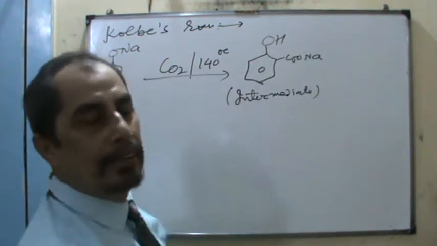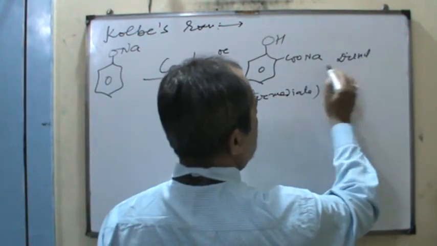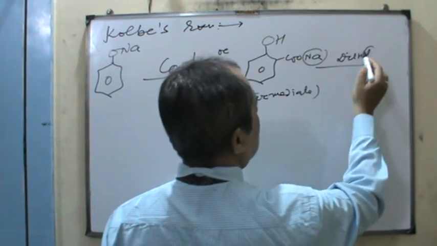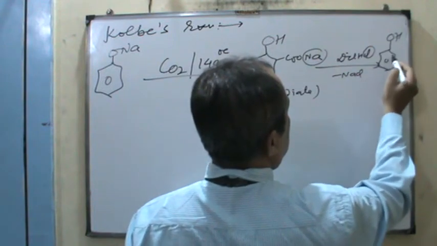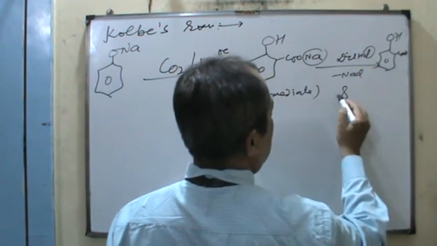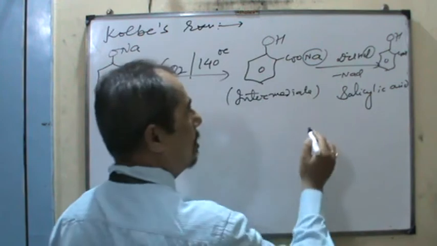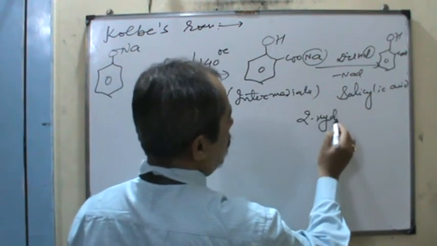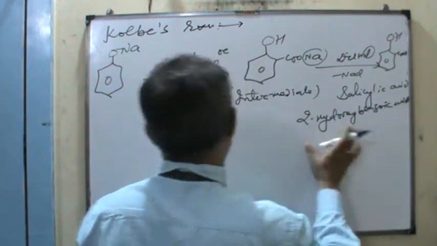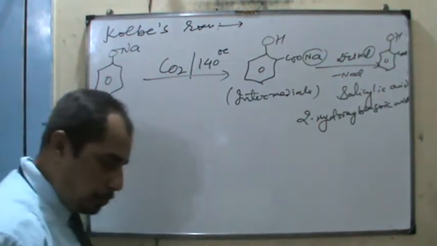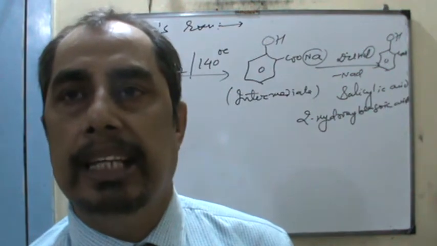then it forms an intermediate, followed by hydrolysis with dilute HCl. Na and Cl are lost here, so it is OH and COOH. What is this? It is called salicylic acid, or you can say 2-hydroxybenzoic acid. Now one question sometimes put by the CBSE examiner: how do you get aspirin from salicylic acid?